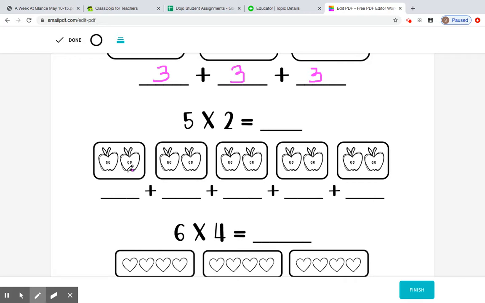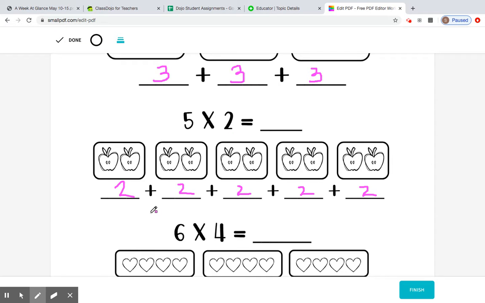And how many apples are in each group? We have 1, 2. So we have 5 groups of 2. So we need to write that. We have 2 plus 2 plus 2 plus 2. We have added 2 5 times, right? 1, 2, 3, 4, 5. Now let's look at our multiplication sentence. So we have 5 groups of 2.